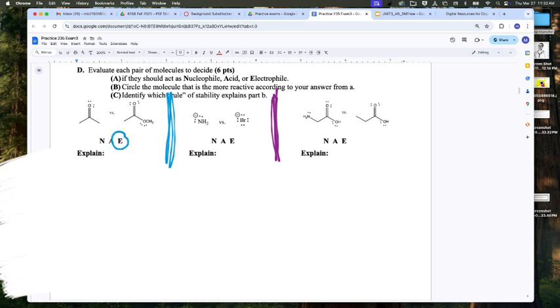What's the definition for your electrophile? Accepts. Your electrophile is an electron acceptor. Does that change our answer? The nucleophile is which one was more negative. What's the electrophile? Which one's more positive? So right out of the gate, what do you think you should say? It's the same one.